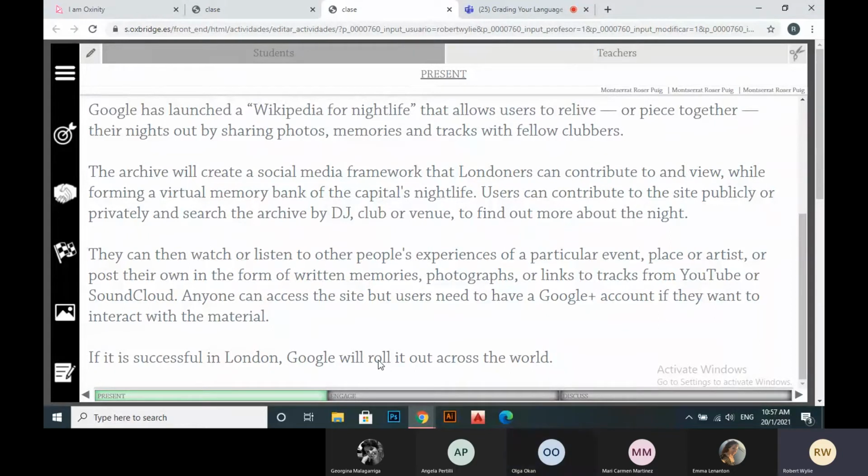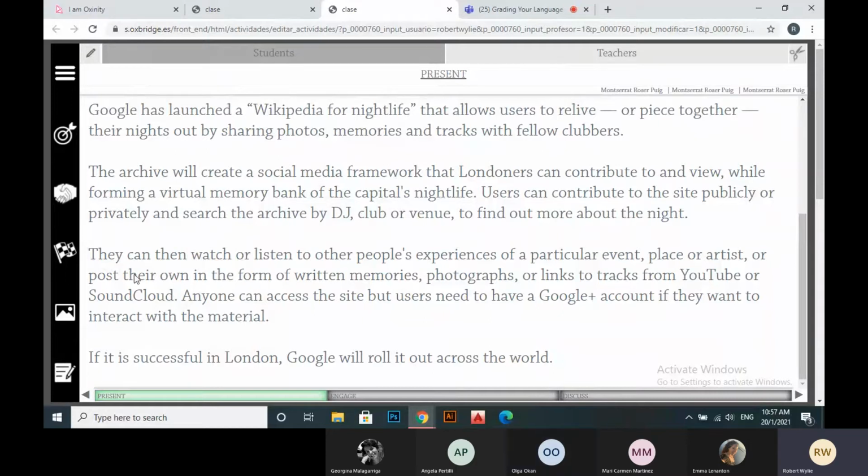And like I say, these two texts are just two random P2 classes I selected from next week, in different classes, and I just selected two of the texts that I have, and we can clearly see the contrast that exists between them. If it is successful in London, Google will roll it out across the world. I know my P2 students are not going to understand that, and it's going to take a lot of time trying to explain something like that.